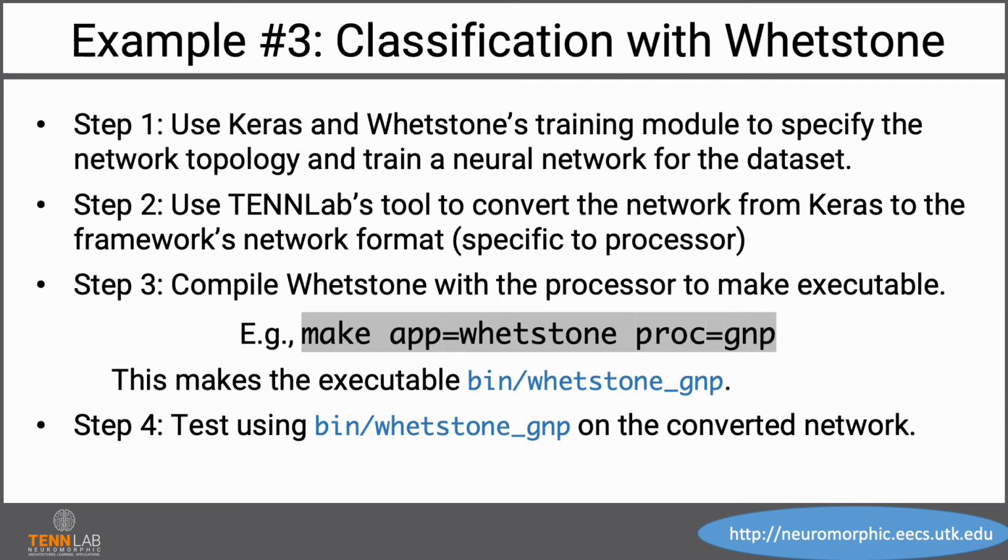Third example, let's suppose you want to train a classification network using backpropagation. You can use the Whetstone module inside Keras to do this. And when you're done, we have a porting tool that allows you to port the Keras Whetstone network into a TENNLab network. And then we have an application that you will compile, and then that application becomes a classification application that uses the network that you ported from Keras.